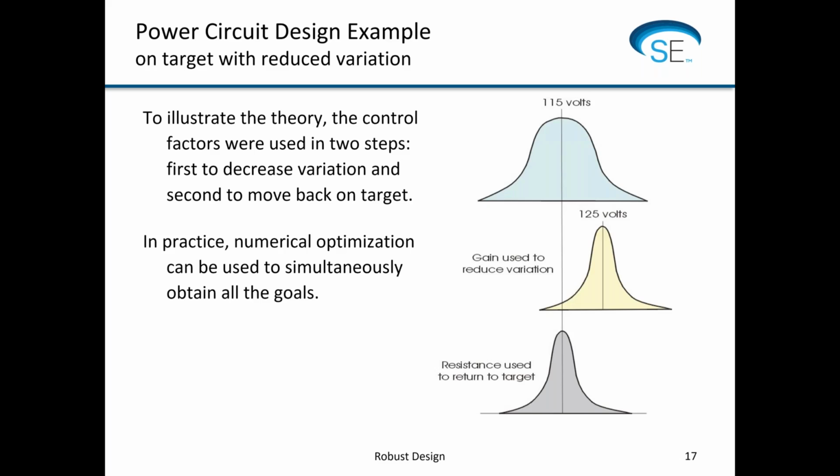Then we're trying to shift it back to the target using the linear factors. Now, not all of the time are you going to have pure quadratic or pure linear factors, but there'll be varying degrees of both. So we can use numerical optimization to search for where we can find the target with the least amount of variation. So in practice, we're going to use numerical optimization to try and get both on target and reduce the variation.